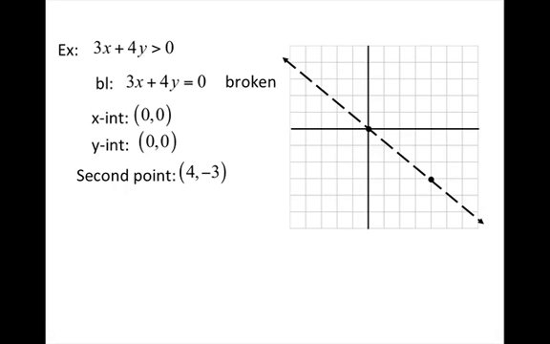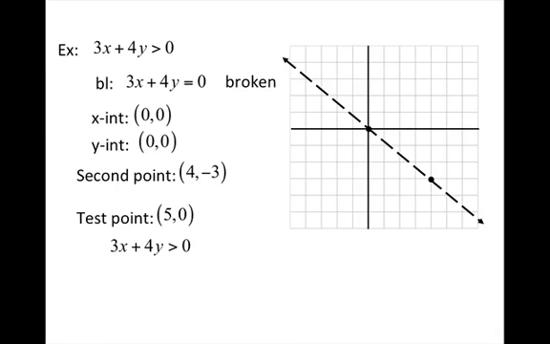Now I need to pick a test point to decide which side of that boundary line is our solution. I usually like to pick 0, 0 for my test point, but since 0, 0 is on the line, I cannot pick it. So for the test point, pick any other point on the graph, as long as it's not on that line. So I'm going to pick the point 5, 0. I know the point 5, 0 is on my x-axis, so I'm going to pick it.